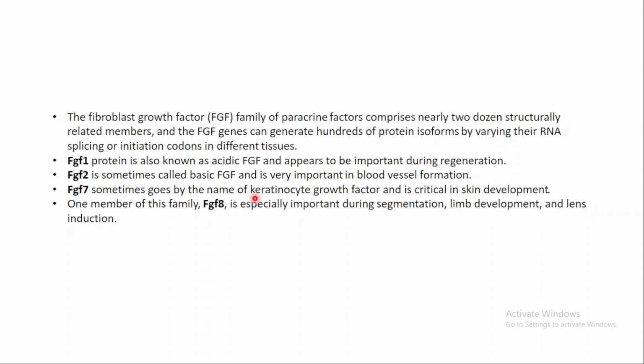FGF7 sometimes goes by the name of keratinocyte growth factor, critical in skin development, and FGF8 for bone and limb development. It also plays a role in lens induction. So Professor Subramaniam has covered the role of FGF8 in lens induction, and FGF8 also plays an important role in limb development, while FGF1 plays a role in regeneration, 2 in blood vessel formation, and 7 in skin development. So this is the correct order of protein affecting the function.